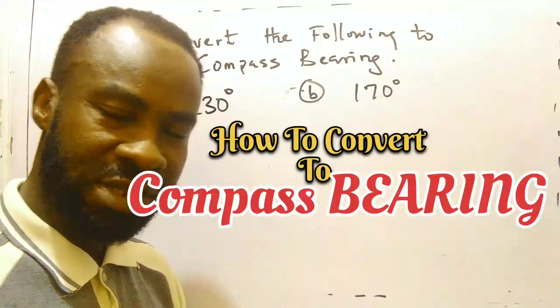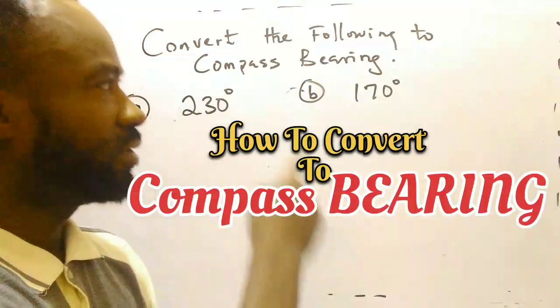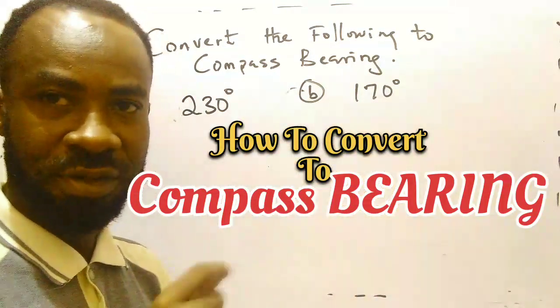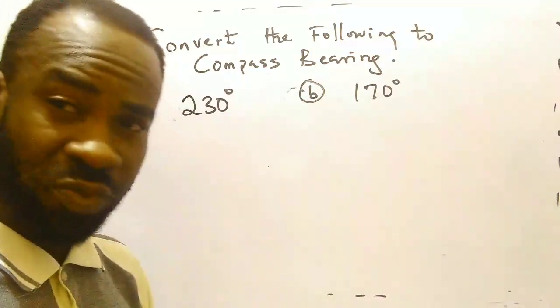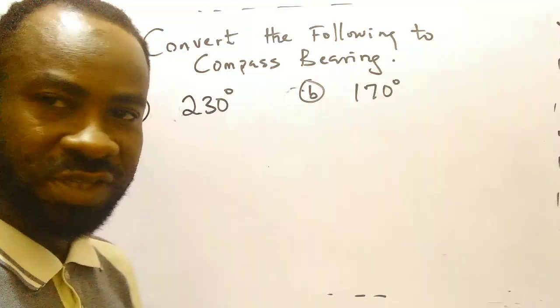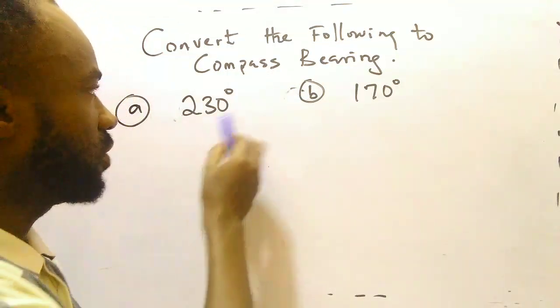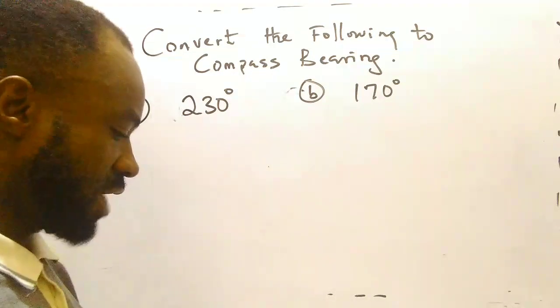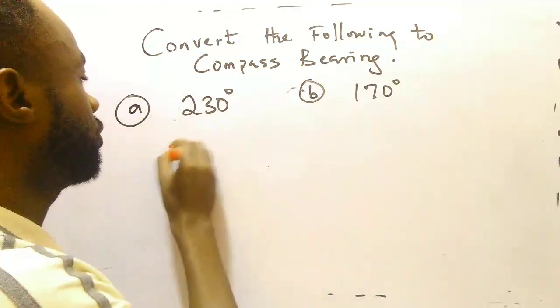Now we are going to look at how to convert three-digit bearings to compass bearings. So let's go without wasting time. The first one given to us is 230 degrees. I know that this is a three-digit bearing and we can use a diagram for that. So, a solution.